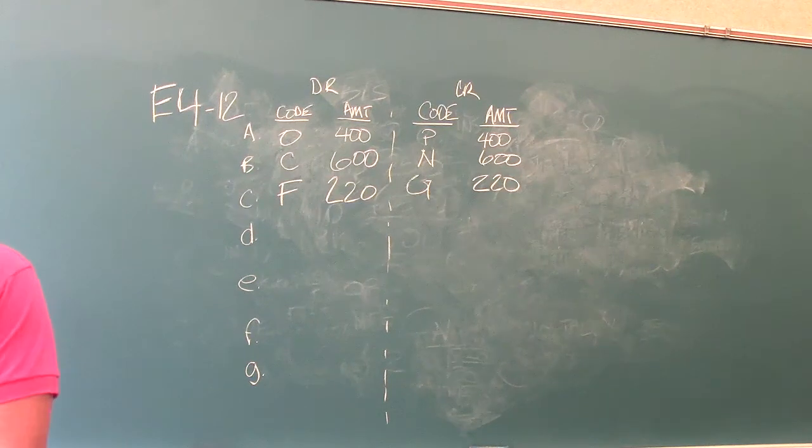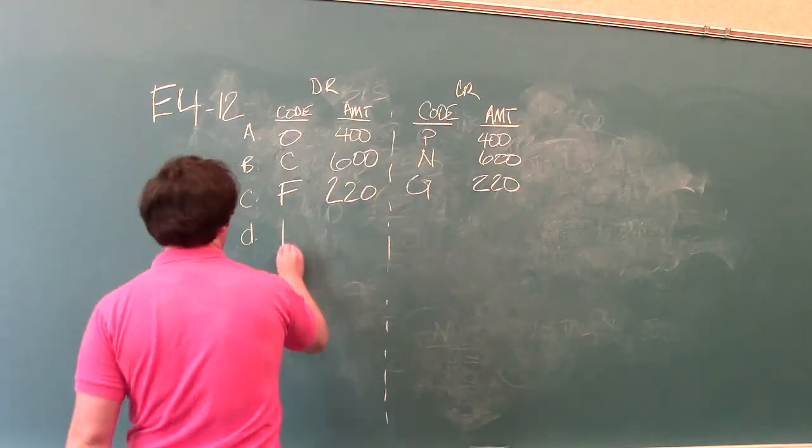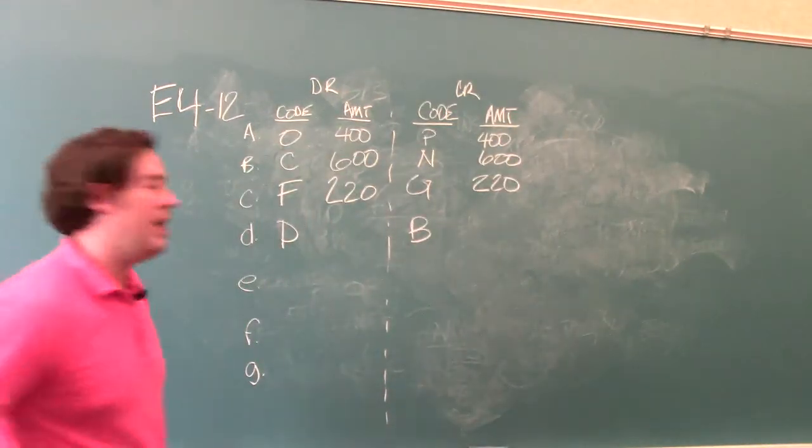D says depreciation expense for the year, 1000. Well, we know if we're recording depreciation expense, we debit depreciation expense, credit accumulated depreciation. So let's find the letters here. If we look at D, D is depreciation expense and B is accumulated depreciation. So we'll put D and B, and the amount that they give us here is 1000.